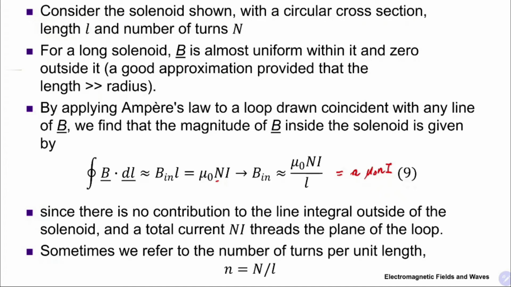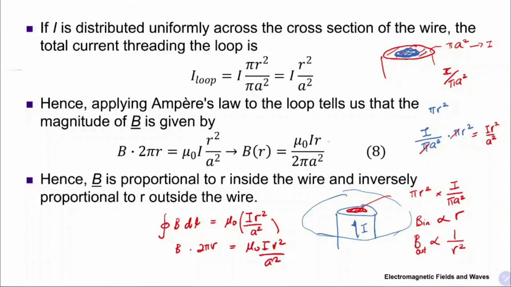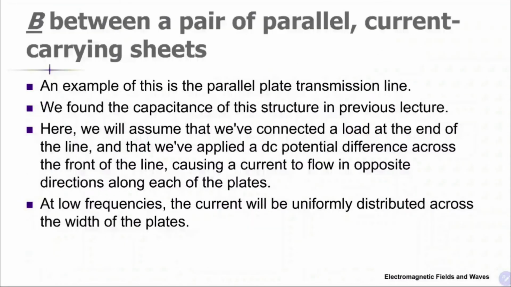This is another example. For a long solenoid, the magnetic flux density is mu naught N times I over L, or mu naught small n times I. For a long wire it is mu naught I over 2 pi r outside the wire, and mu naught I times r over 2 pi a squared inside the wire. Parallel plate: we have looked at parallel plate capacitance in electrostatics, so now we're going to look at the magnetic flux density.